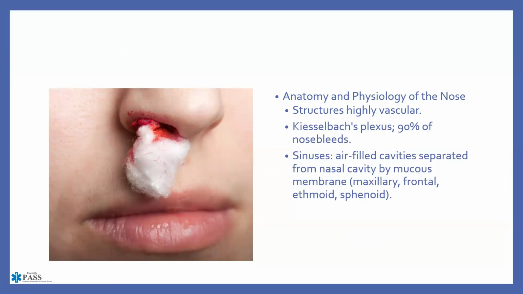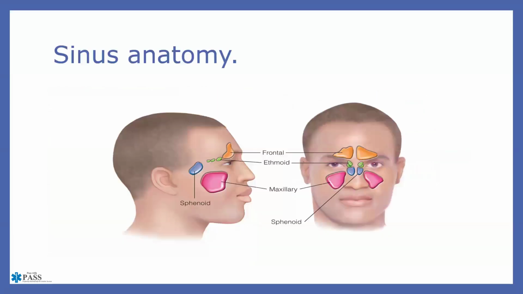You can tell this if you end up looking at this visually. You're able to see that Kiesselbach's plexus has been disrupted, and most of the time that's going to be from nasal picking. The sinuses are air-filled cavities separated from the nasal cavity by the mucous membranes, and we'll just take a quick peek here at what the sinus anatomy looks like.